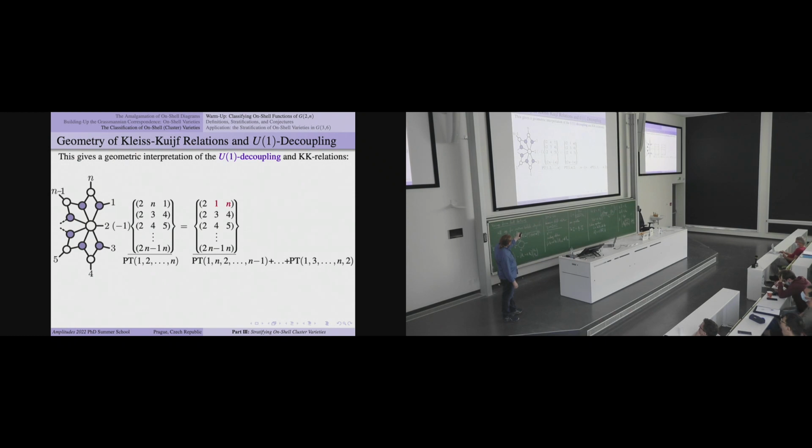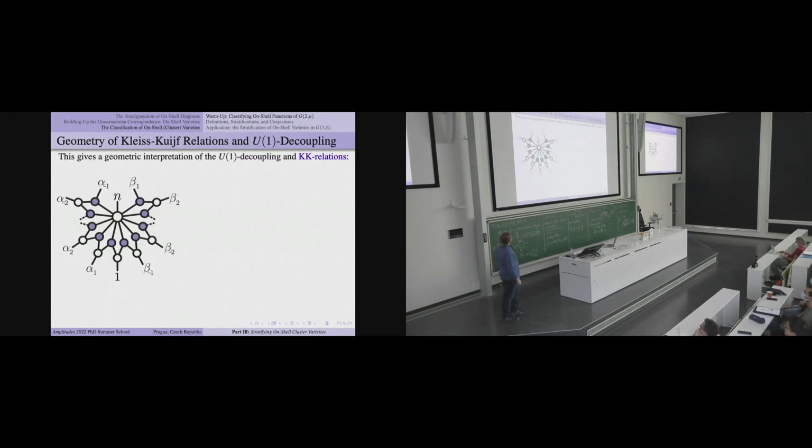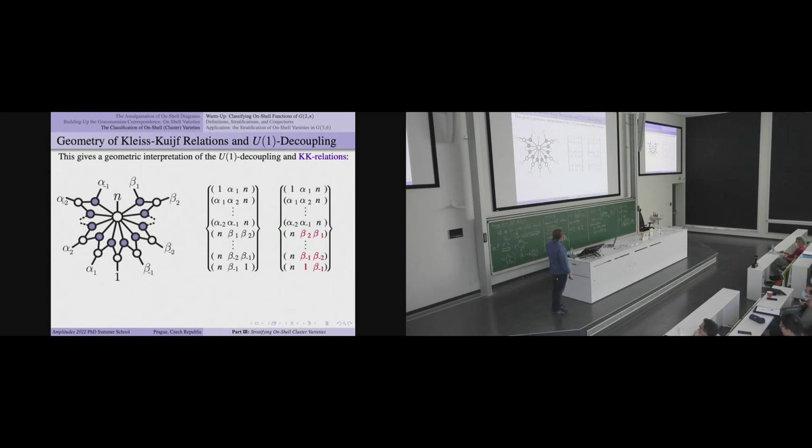You can flip 1 triple in this thing, which is an ordered list. So PT 1 through n is equal to minus the sum of everything over here, which is the set of all of the n cyclic things that are consistent with this list over here. And similarly, you can see the KK, that was U1 decoupling, this one's KK, and you can understand that geometrically here, which is a nice kind of picture for things.